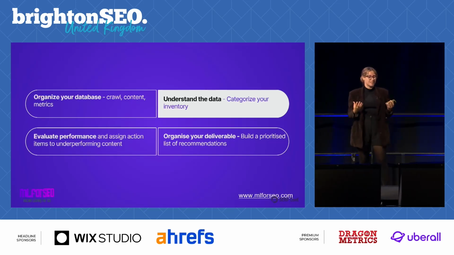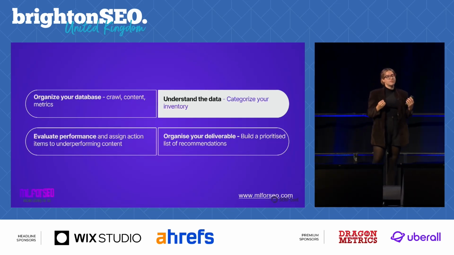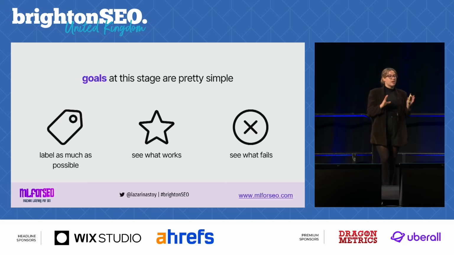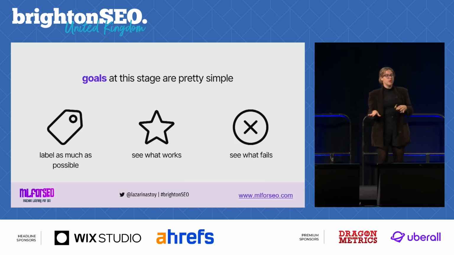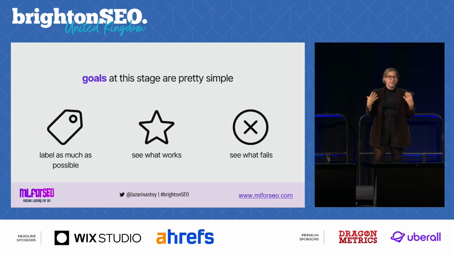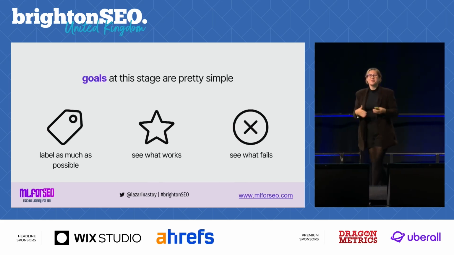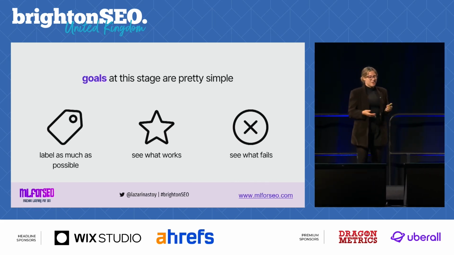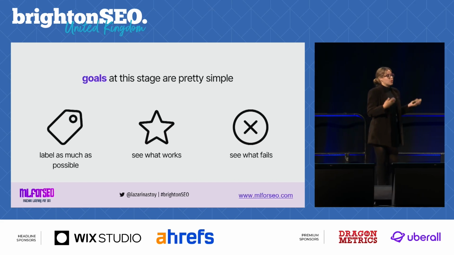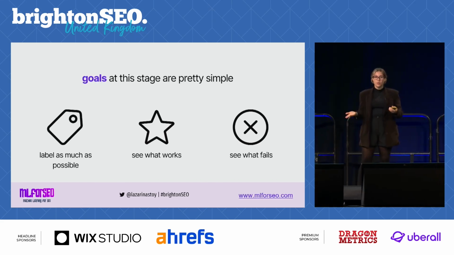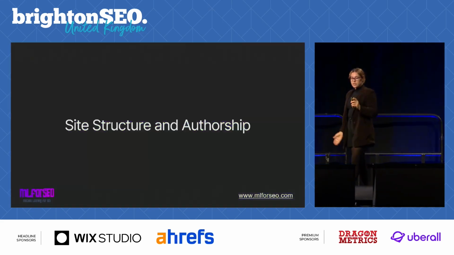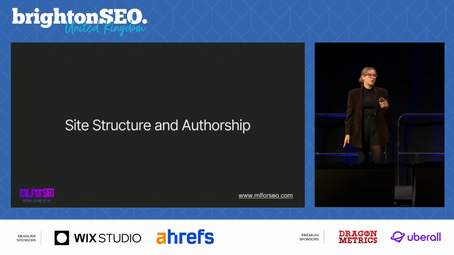Here is where the fun starts. We need to categorize our inventory, and the goals here are to label as much as possible from all of the components that Google cares about, and we, as people that make the web better, should also care about. And we also need to see what works. We also need to see where we fail with the content. So let's start with the basics, site structure and authorship.